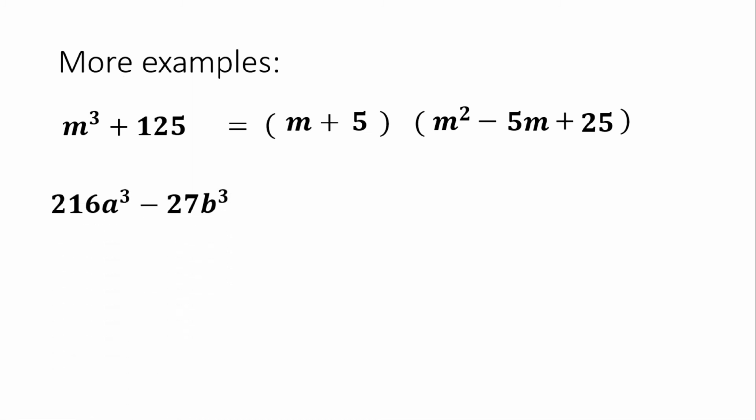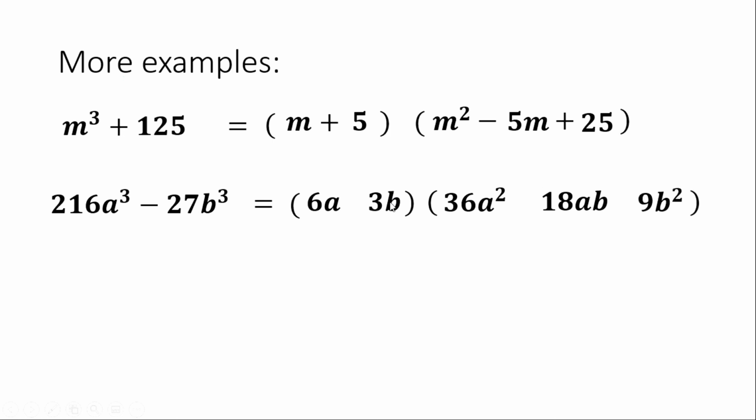Next example, let's try to factor out 216a cubed minus 27b cubed. So that is the difference of two cubes. Let's get the cube roots of the terms. So the cube root of these two terms are 6a and 3b. Square natin yung first term, which is 6a. We will have 36a squared. Multiply natin yung dalawang term, 6a times 3b. We will have 18ab. And square natin yung pangalawang term, which is 3b. We will have 9b squared.